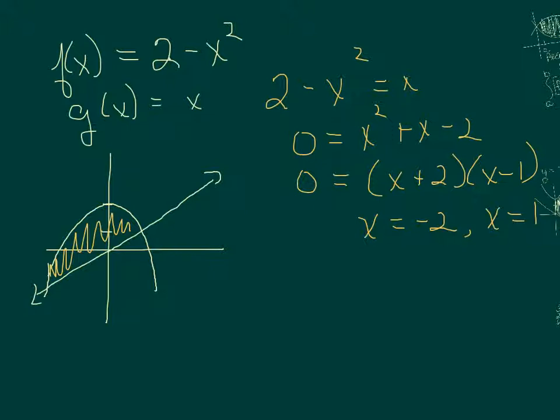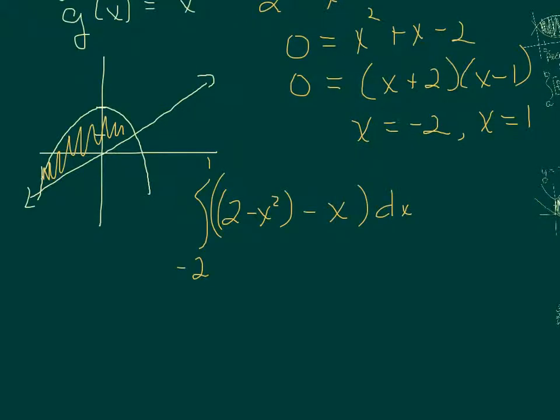So our limits are what? -2 and 1. Now, which function's the upper function? The 2 minus x squared. Okay, f of x is the upper function. So we're going to have our 2 minus x squared minus x dx. Okay, so go ahead and integrate that and see what that area is.